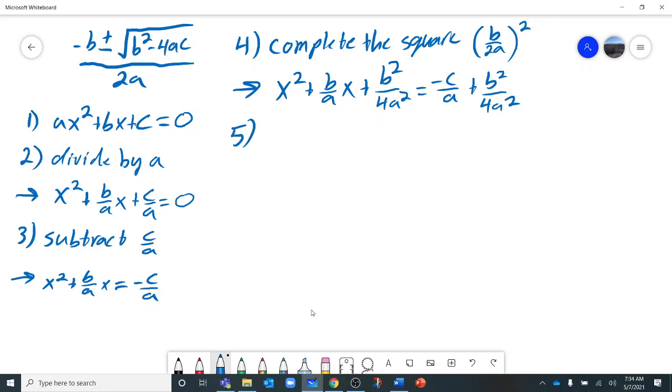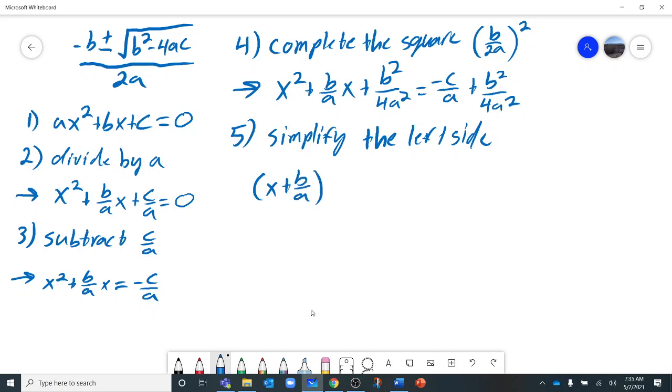Okay, step 5, simplify the left side. So we completed the square, which means our left-hand side is a perfect square trinomial and can be written as x plus b over 2a, squared. On the right-hand side, we're just going to leave that as it is right now, but we will simplify that in the next step. If you want to check that x plus b over 2a squared is the same thing as x squared plus b over a x plus b squared over 4a squared, you can just multiply that out and verify that that is correct. That is the same.